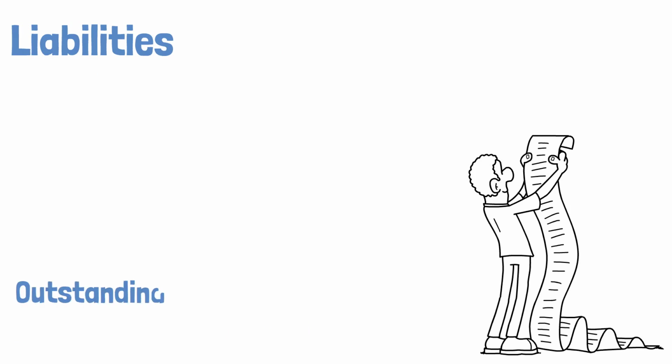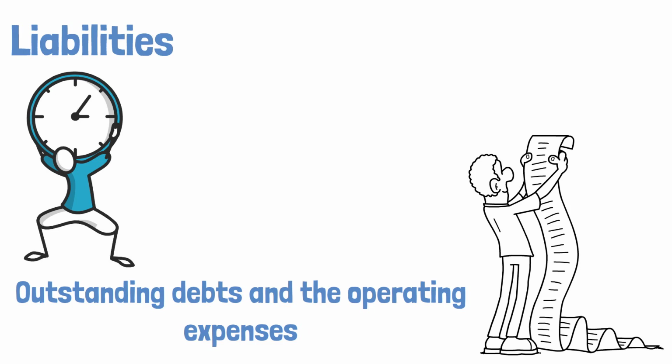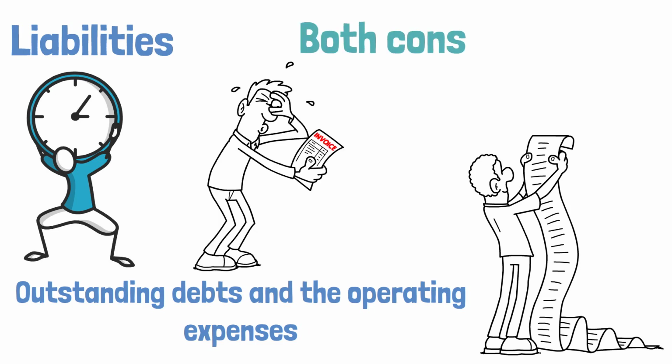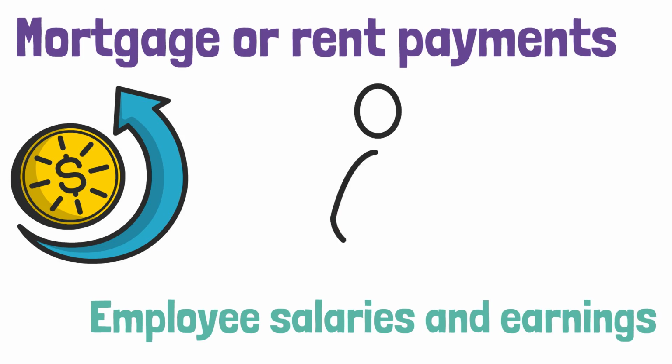Liabilities. The business's liabilities consist of its outstanding debts and the operating expenses that must be covered. Long-term loans and overdue bills both constitute debt, which is also part of the company's liability. Mortgage or rent payments, tax payments, utility bills, employee salaries and earnings, and dividends all fall under the liabilities.